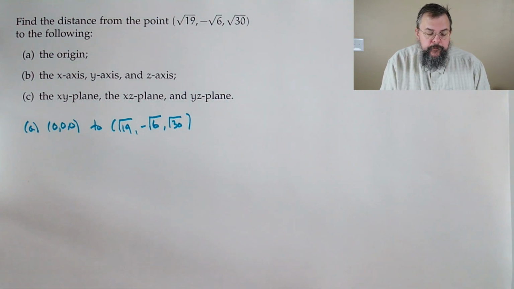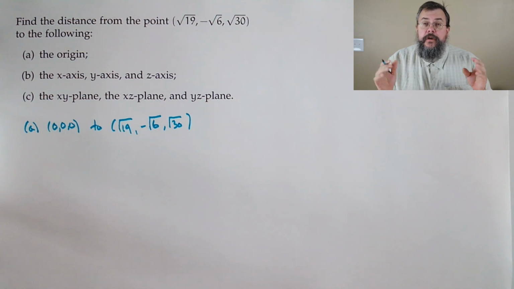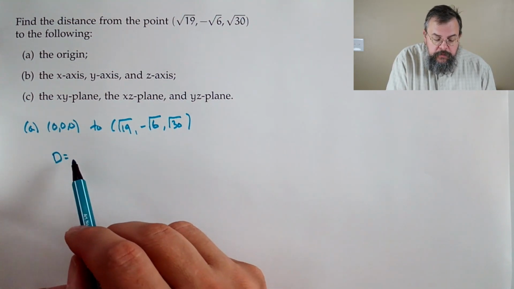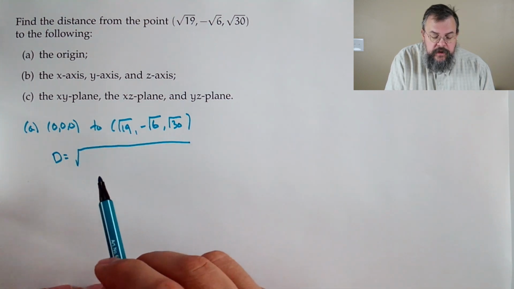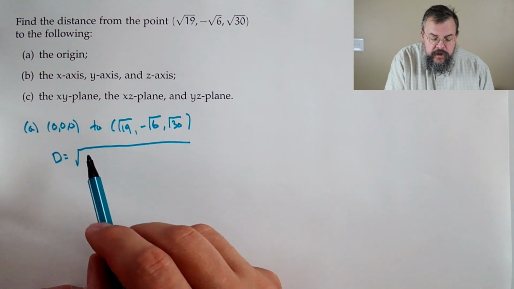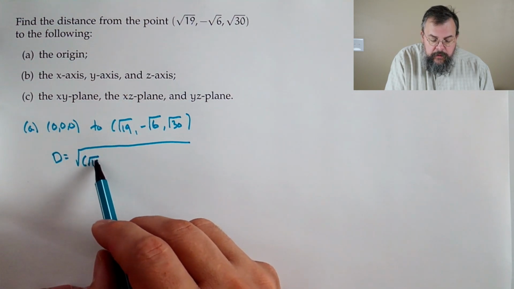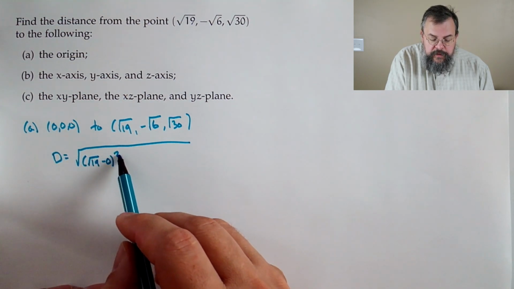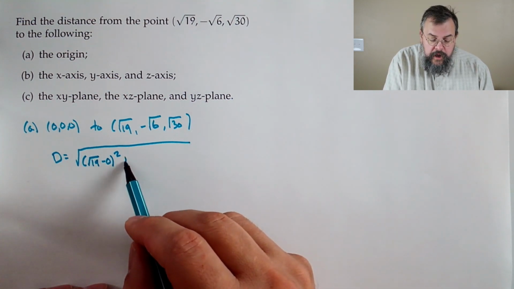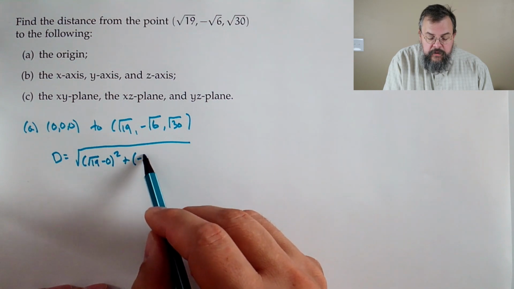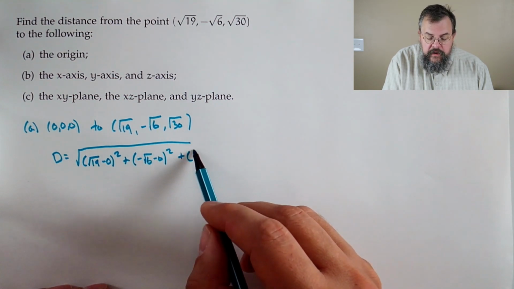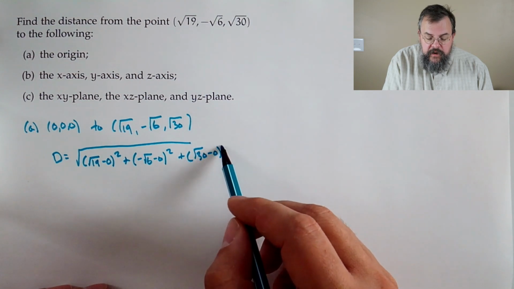All right. Well, so straightforward distance formula, right? So our distance would be the square root of, and then we take square root of 19, subtract square root of 0, and so we'll go ahead and write it all the way out this time. But oftentimes we'll just write square root of 19, and then squared, and then plus, and then minus square root of 6, minus 0, squared, plus square root of 30, minus 0, squared.